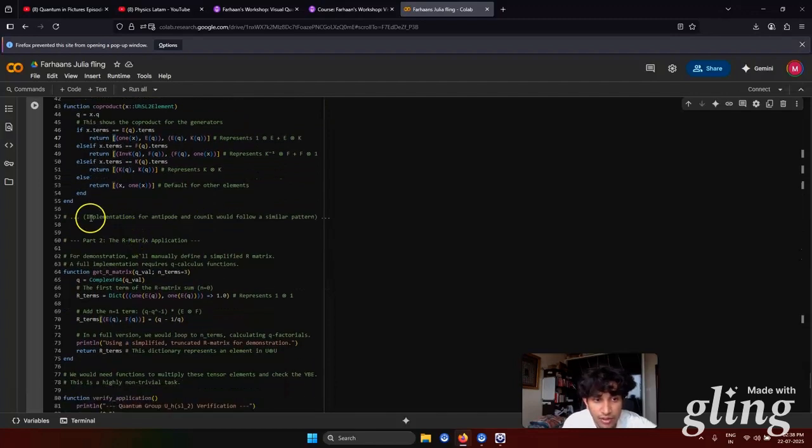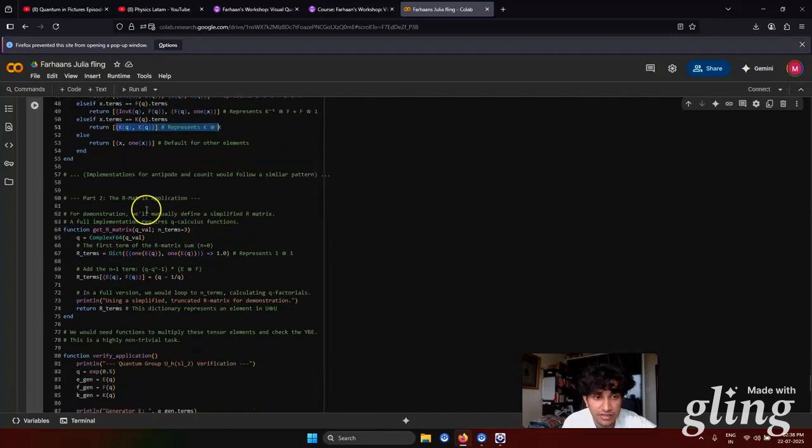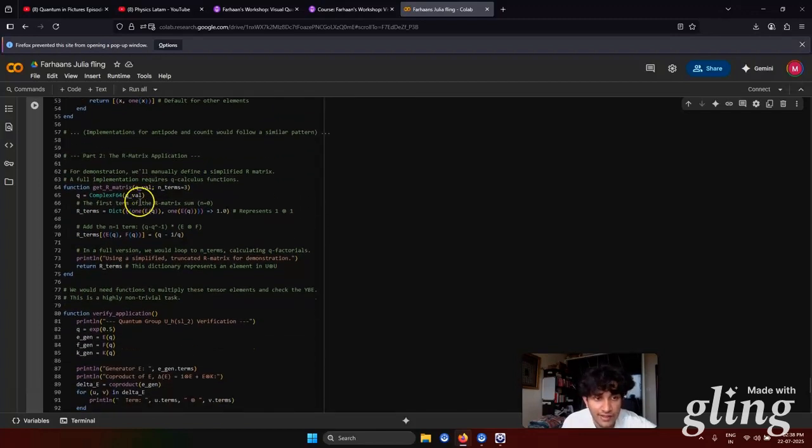Now if we wanted to apply the antipode and counit, we would do the same thing. We would write our equations such that if the number of terms in X is equal to the number of terms in Q, then we would return the respective relation. And we would define co-products like that. For demonstration, we will go with the simplified version.